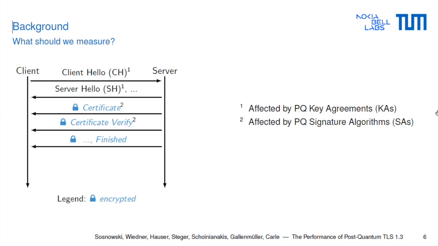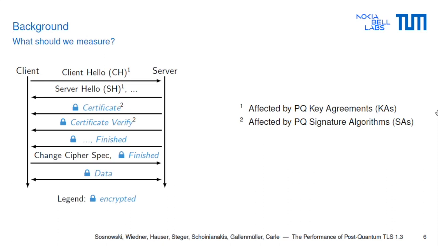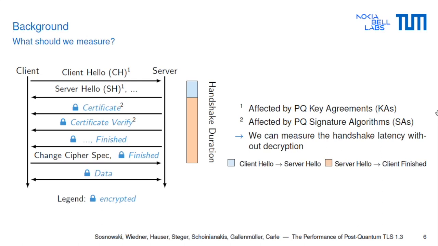Then the handshake is finished from the server, and only the client needs to send its finished message as well. What you might notice here is that we have several messages that are unencrypted, which is great because we can use them to measure the duration of the whole handshake from the timestamper perspective without decrypting the traffic. We can measure two parts of the handshake: the first from the client hello to the server hello, and the second from the server hello to the client finished message.